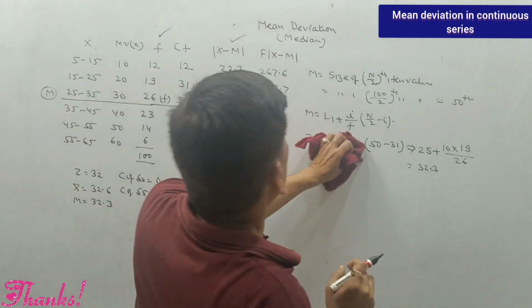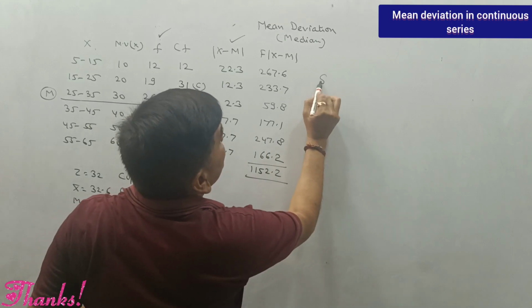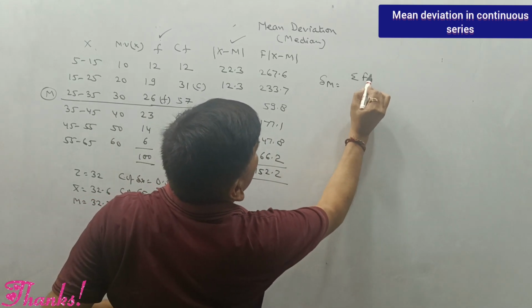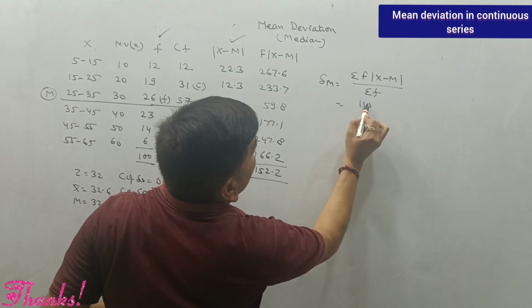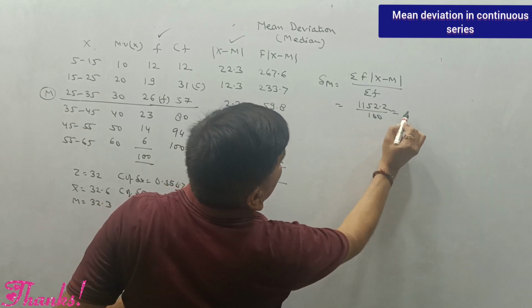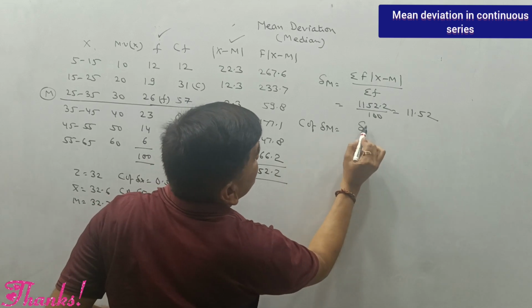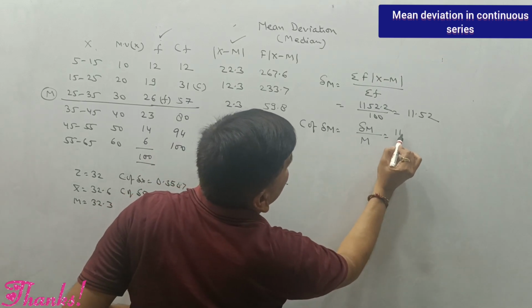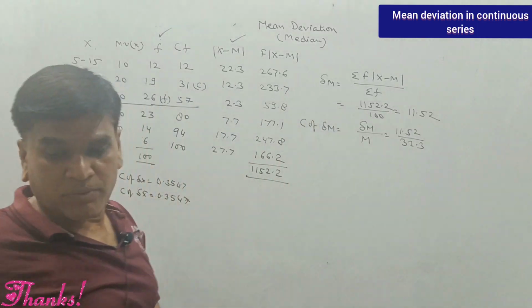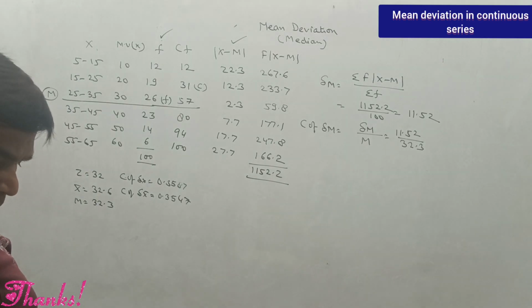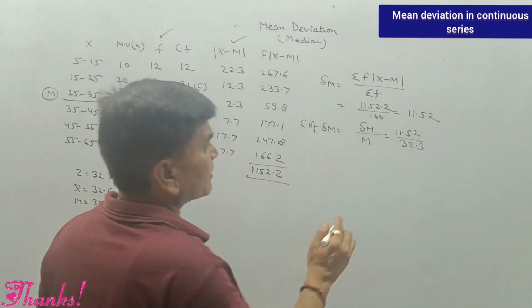Okay. So we are to calculate the mean deviation from the median. Mean deviation from the median is sigma f times x minus m divided by sigma f. So 1152.2 divided by 100, that is 11.52. Coefficient of mean deviation from median is mean deviation from median divided by value of median, 11.52 divided by median value 32.3, that is 0.3567.